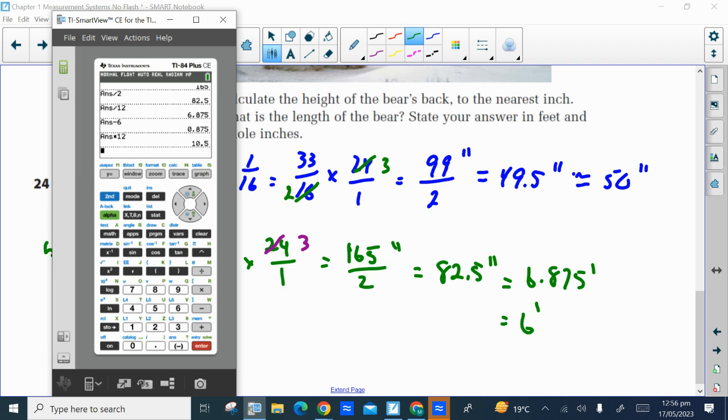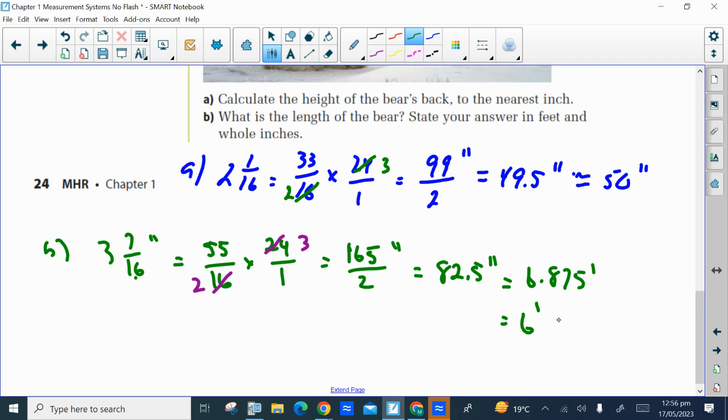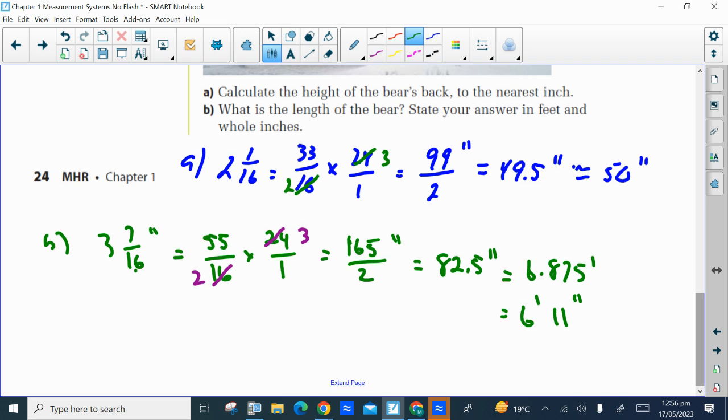So it's 6 feet, and if we round to the nearest inch, it'll be 11 inches. Okay. It says answer in feet and whole inches, so instead of using 10.5, we rounded it to 11. So there's the actual length of the bear in feet and inches, almost 7 feet long, because remember there's 12 inches in every foot. It's just 1 inch short of 7 feet long.